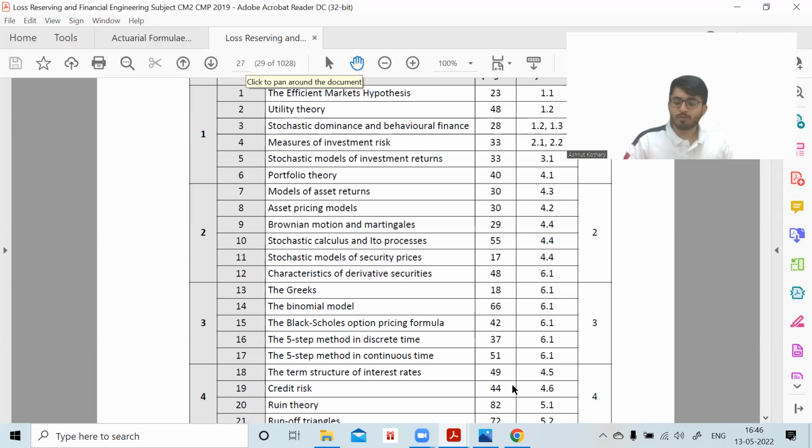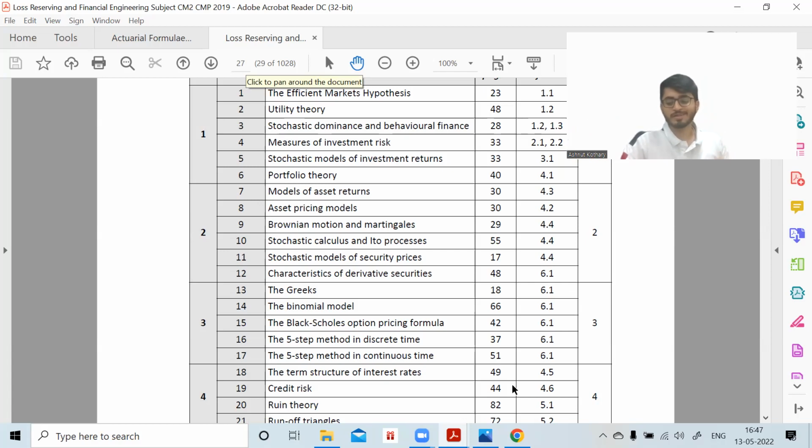Greeks is a very small part. Again, it will take me half an hour, so I can complete this with chapter 12 itself. Binomial model, again one class. Black-Scholes, again one class. Chapters 16 and 17 combined should take one class. I generally cover the continuous time and discrete time together; the concepts remain the same. It is just that instead of integrating, we are basically adding things up.